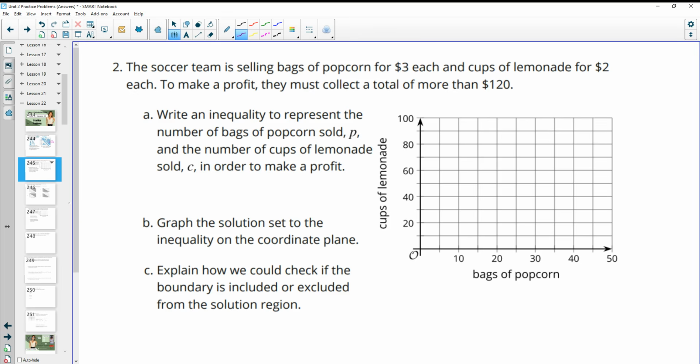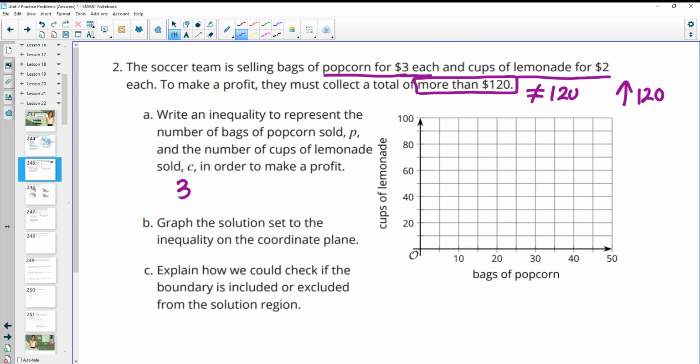Number 2, the soccer team is selling bags of popcorn for $3 each and cups of lemonade for $2 each. To make a profit, they must collect a total of more than $120. Write an inequality to represent the number of bags of popcorn and the cups of lemonade sold in order to make a profit. So more than doesn't say 120 or more. So this has to just be greater. Okay, it can't be equal to 120.